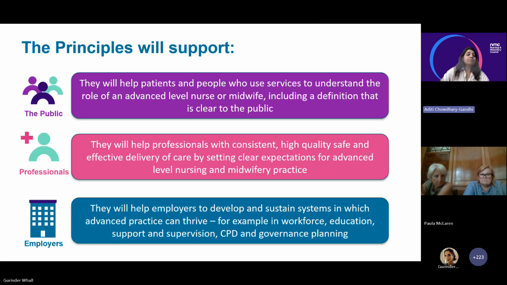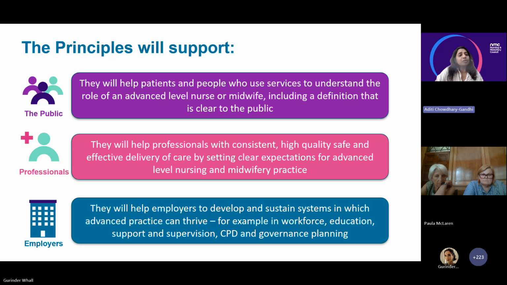In terms of what these principles are all about, there are three distinct groups that we have targeted these principles to. First and foremost, as Kay very rightly said in her part of the presentation, this is about public protection. So we know that we want to make sure that the purpose of any additional regulation that we introduce is about providing that additional public assurance and enhancing public safety and public protection.